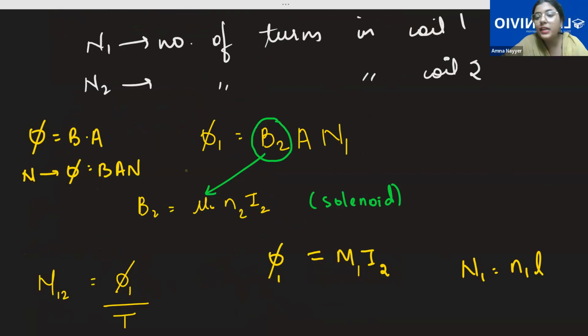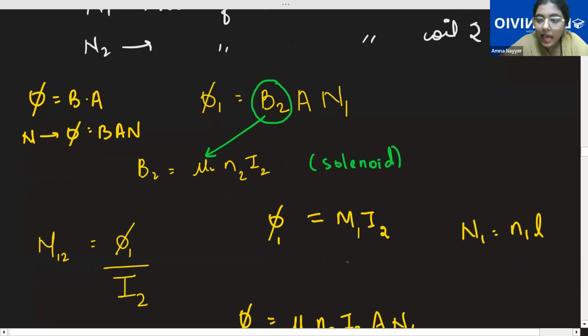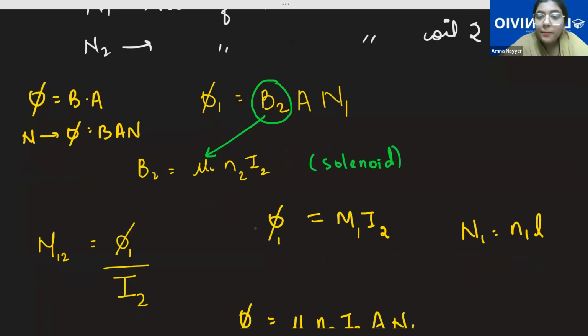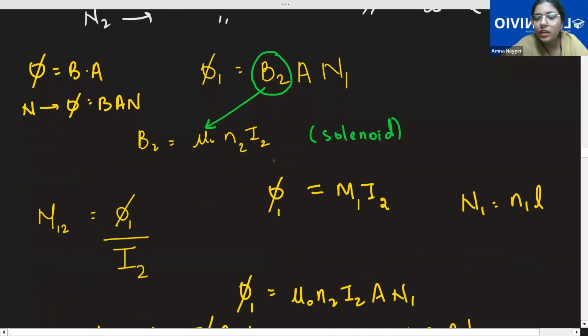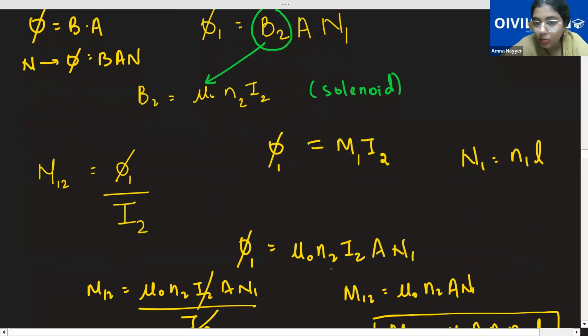So phi 1 is equal to B2 A N1. And B2 is the solenoid, so what is its formula? B2 is equal to mu naught N2 into I2. That is the formula of the solenoid. When we write mutual induction, the formula is phi equal to M I. For the mutual induction of the first coil, flux will also come of the first coil. But this was the current I2 which influenced its magnetic field, so I2 will be written, not I1. So phi 1 is equal to M12 I2, and phi 1 is also equal to mu naught N2 I2 A into N1.